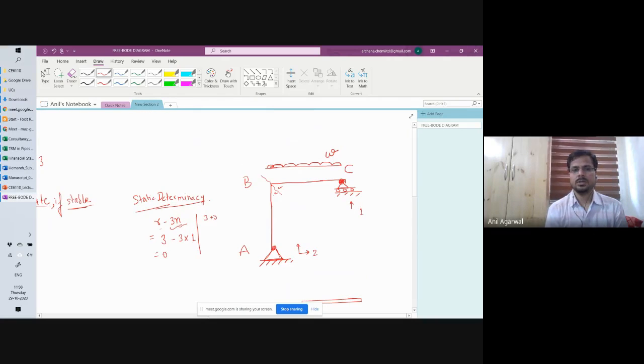So 3 plus 3, these are 3 unknowns here and 3 here at the boundaries, and minus how many parts have I got? I've got 2 parts now because I have split it. So 3 times 2, sorry, 3 times n. So that will give me again 0. So this is the determinate structure.